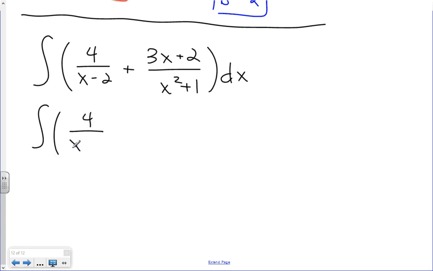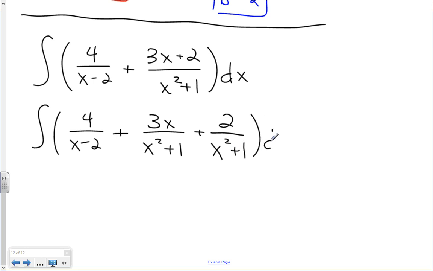I've got 4 over x minus 2. And think of kind of undoing when we add fractions together, combining rational expressions. I can rewrite this as just 3x over x squared plus 1, and then plus 2 over x squared plus 1. It's kind of the opposite of how we think of combining rational expressions. Normally we have a common denominator and we add those together. We've now separated them is really what we've done, but still the same as what I've got at the very beginning.